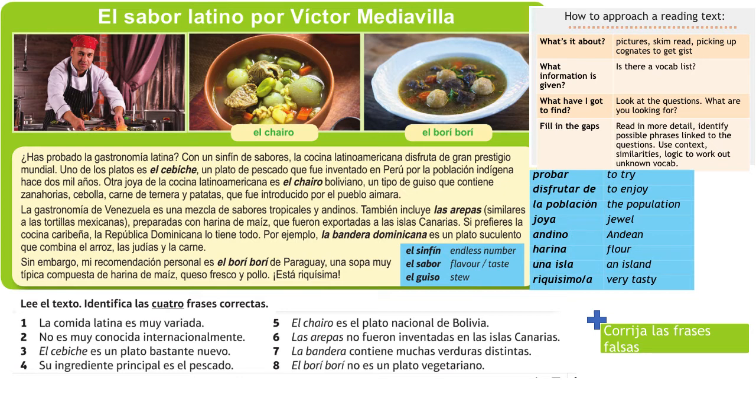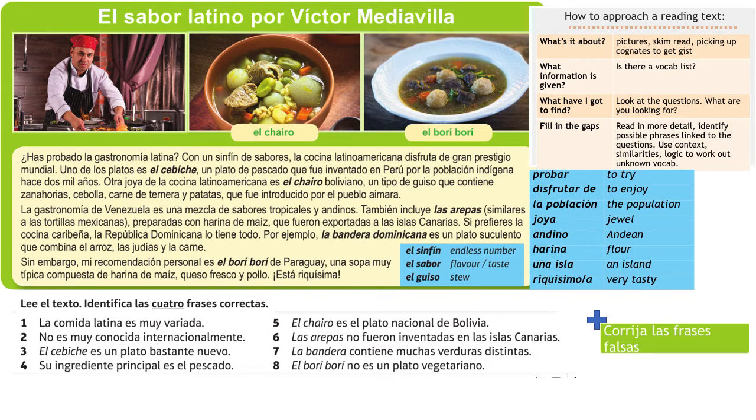Número tres, el ceviche es un plato bastante nuevo. Okay, so that is falsa, false. El ceviche, un plato de pescado, fue inventado en Perú hace 2000 años. So hace plus time means ago. So 2000 years ago. So it is not a new dish. So falsa, el ceviche es un plato muy antiguo. You could say it's a very old dish.